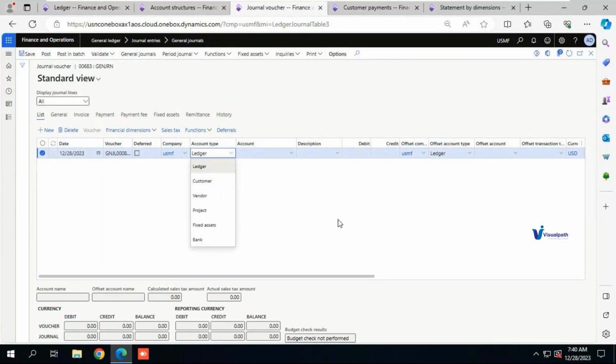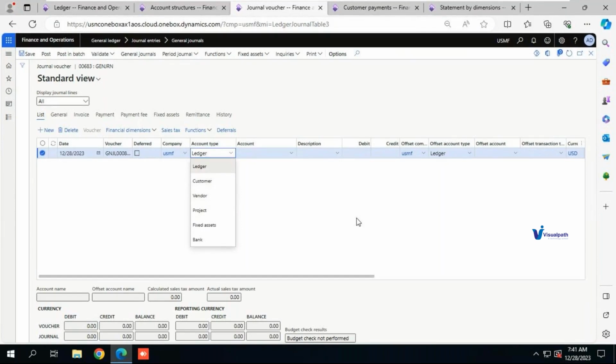At present, I did it main account versus main account. Main account means it is a ledger account. In India, we call them main accounts, and in India also, some people use the word ledger account. The main accounts are also called ledger accounts. So this is customer, vendor, project, fixed asset, budgeting. Based on your requirement, you can use it.